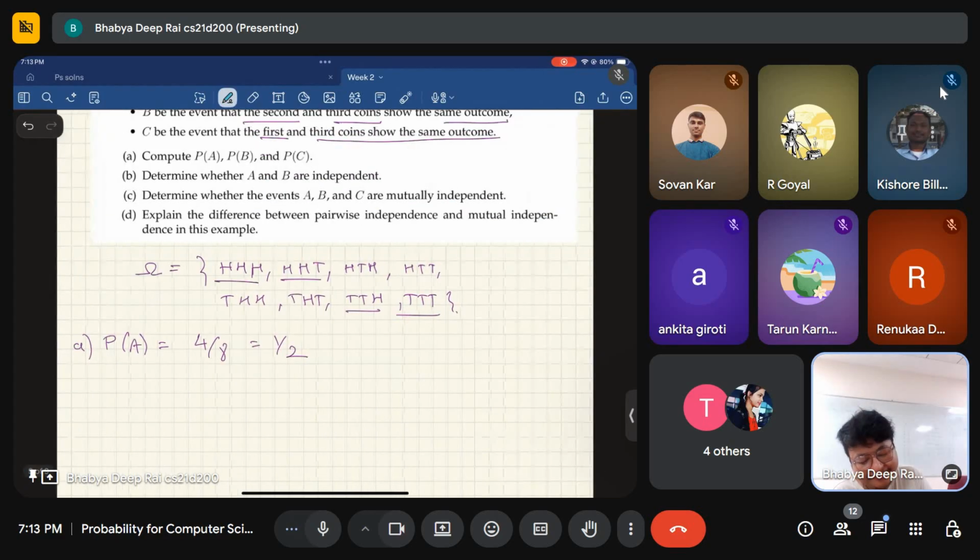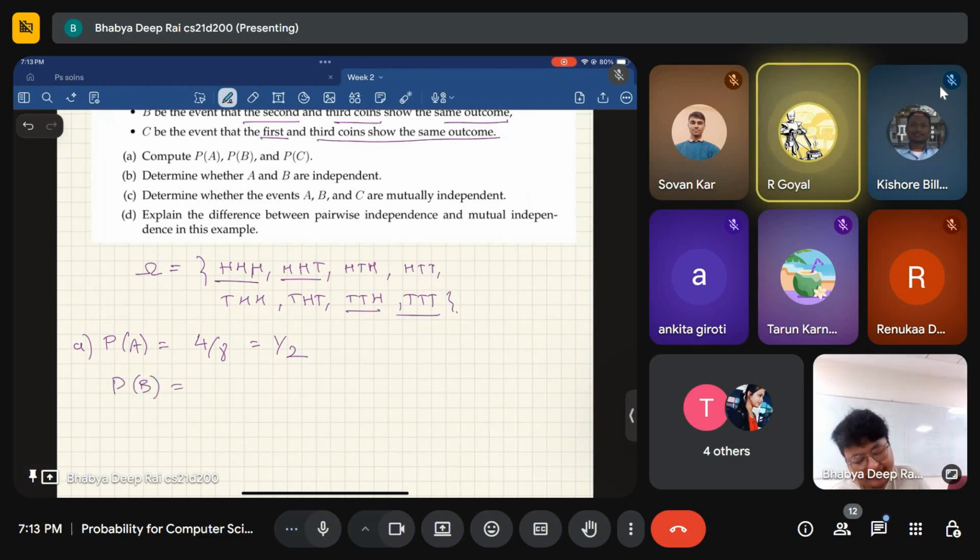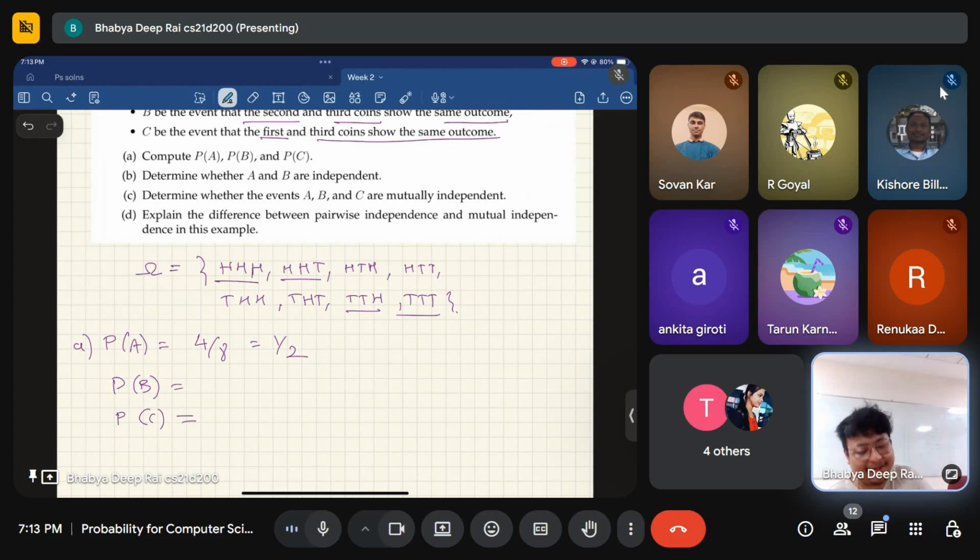What about B and C? Probability of B and probability of C are also 4 by 8. Yes. So it's identical. It's a symmetric argument, identical up to rearrangements. Great. So we found P(A), P(B), P(C).